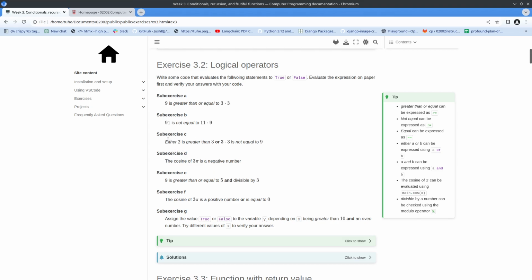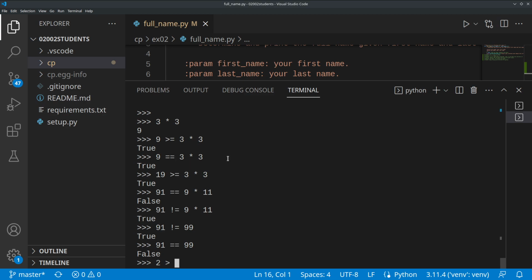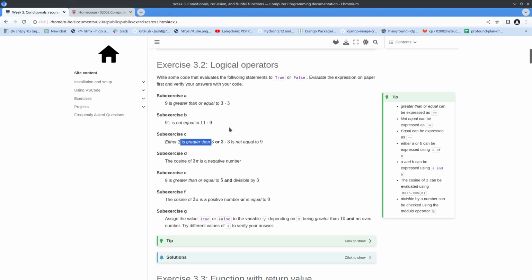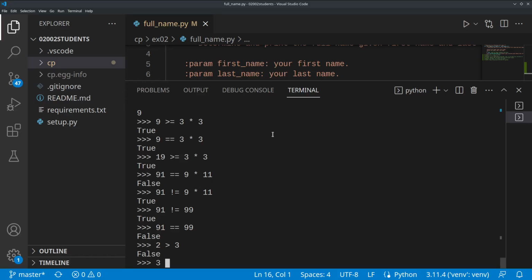Now it gets a little bit more tricky. Either 2 is greater than 3 or 3 times 3 is not equal to 9. Wow. Okay, so let's just start with the first part. 2 is greater than 3. How would I write that? 2 is greater than 3, like this. It's false. Next part. 3 times 3 is not equal to 9. And now I use this not equal operator.